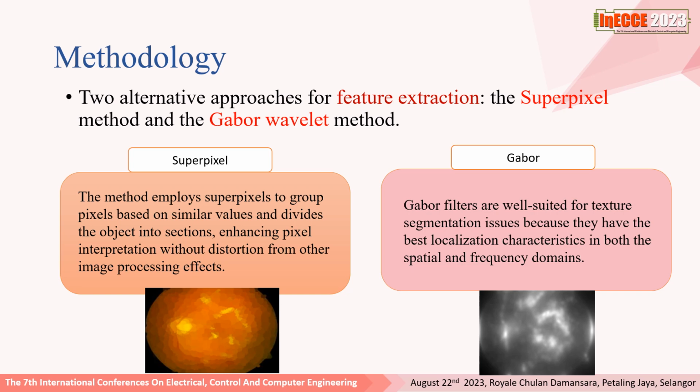Two alternative approaches for the feature extraction were used: the Superpixel method and the Gabor wavelet method. The first method, the Superpixel method, employs the superpixel to group pixels based on similar values and divides the object into sections, enhancing pixel interpretation without distortion from other image processing effects. And the second one, the Gabor filters, are well suited for texture segmentation issues because they have the best localization characteristic in both the spatial and frequency domain.